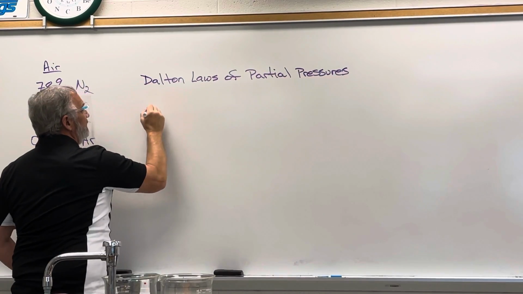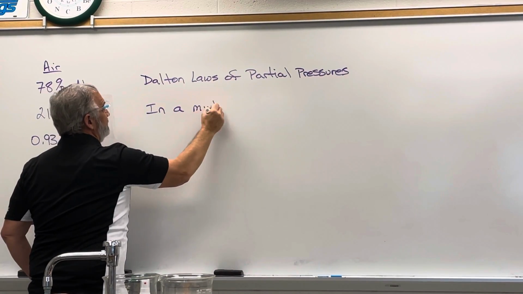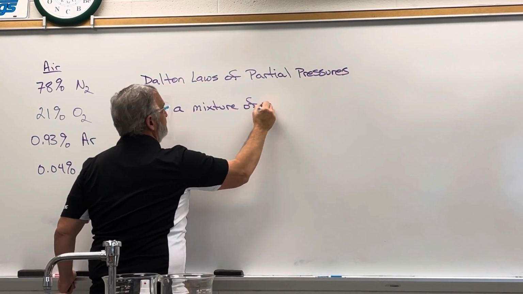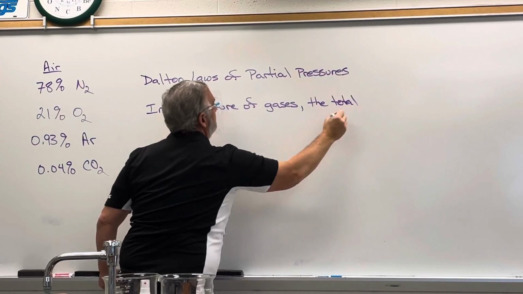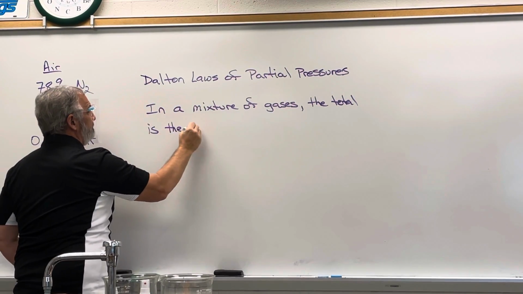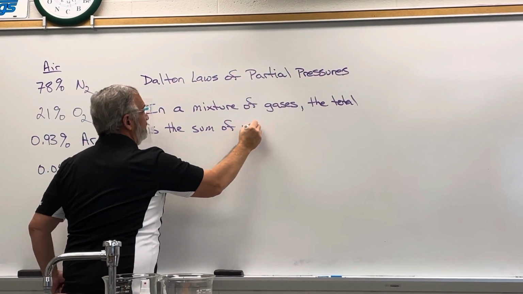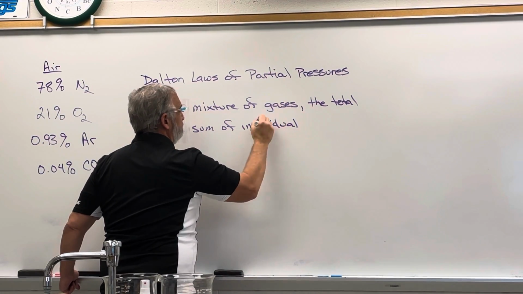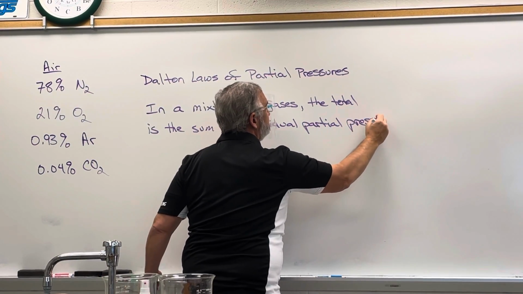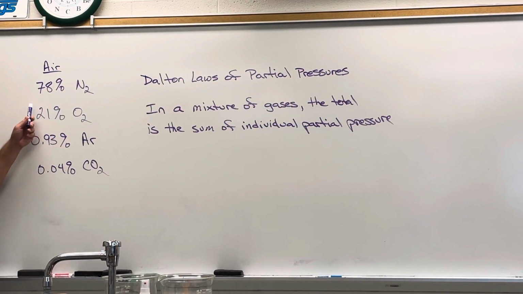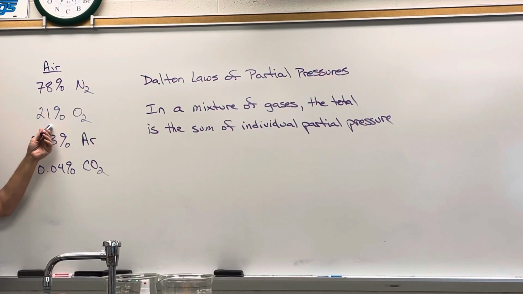simply states that in a mixture of gases, the total pressure is the sum of the individual partial pressures. Now don't let that term partial pressure mess you up. That's just the pressure exerted by the nitrogen, that's the pressure exerted by the oxygen. The nitrogen is going to exert and collide with you whether the oxygen is there or not. Oxygen is going to collide with you whether the nitrogen is there or not. So they're all just colliding with you, independent of all the other ones.